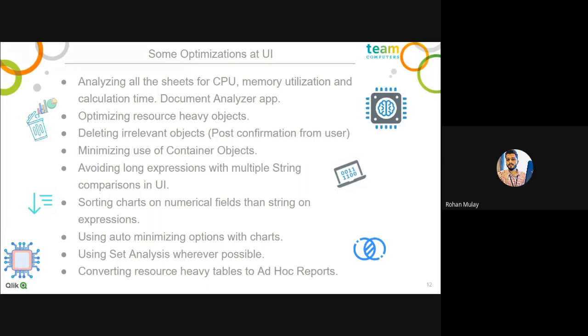As everyone knows, string, as compared to numeric, is resource heavy, which takes a lot of size to store in memory. So we have to avoid these expressions that have string comparisons. Then sorting the charts on numerical fields rather than on string expressions, and using auto minimize options with charts.